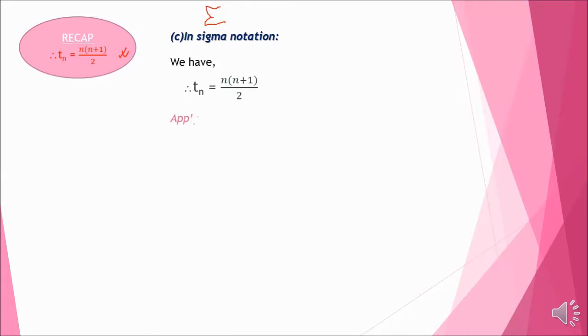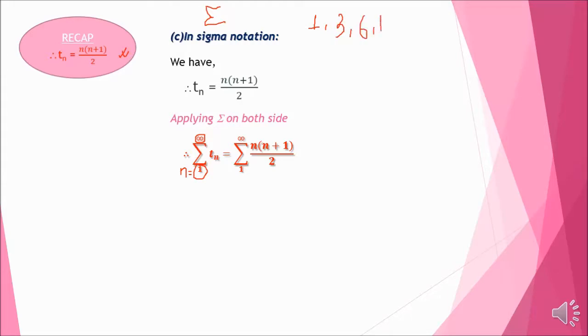Now applying summation on both sides, we apply summation from 1 to infinity. I will explain this infinity part and this 1 part. It's simple because it's always 1 at the start. It means n runs from 1 to infinity, as our sequence was an infinite sequence: 1, 3, 6, 10, 15, and so on. It was not a closed sequence. The number of terms was not finite. There were infinite terms; many terms we can find.